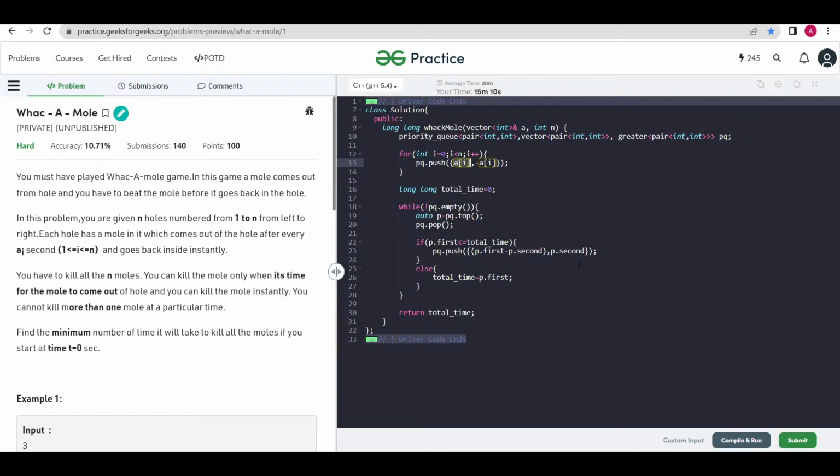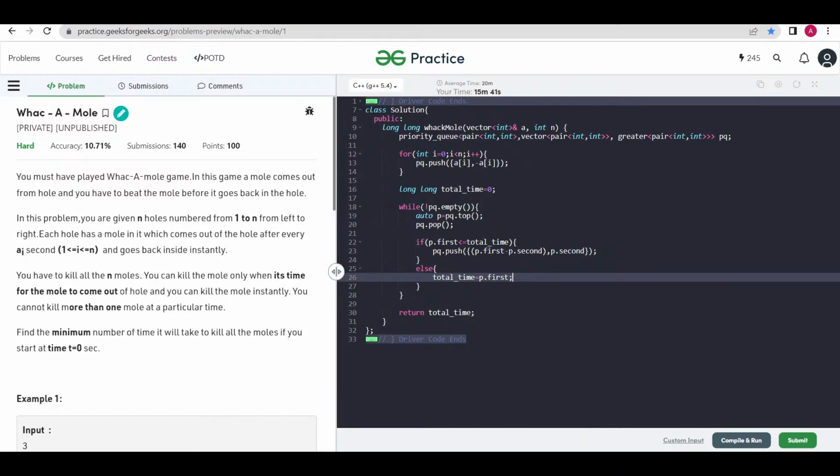If this condition doesn't match, that is p.first is not lesser than the total time, it means the mole is still on the board. In that case we can kill that particular mole, and the total time will be p.first, the first value for that mole. Because it is getting killed, the total time till then is p.first.